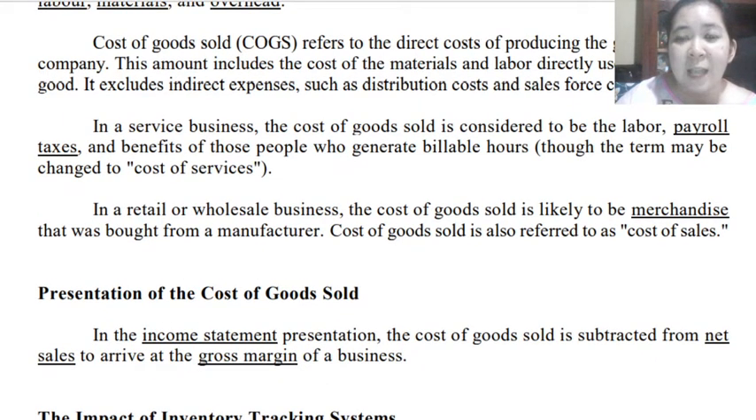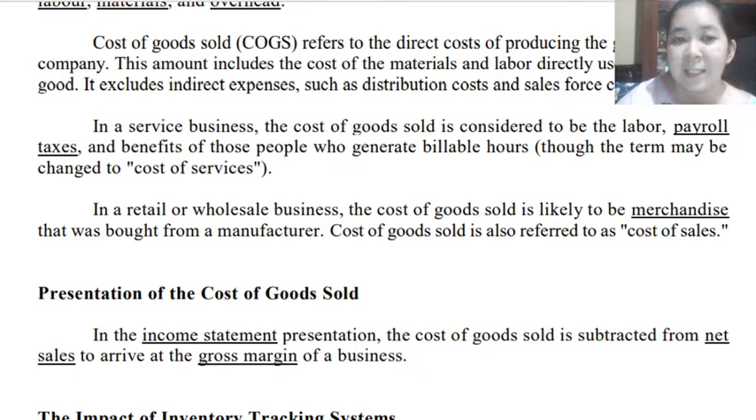So for a service type of business, cost of services is actually the term that we will use. This is considered to include the labor, and the labor pay, of course, of the worker, which includes the payroll taxes as well as the benefits of those people who generate the income by providing or rendering the services to their customers. So again, for a service type of business, the equivalent term for our cost of goods sold is cost of services.